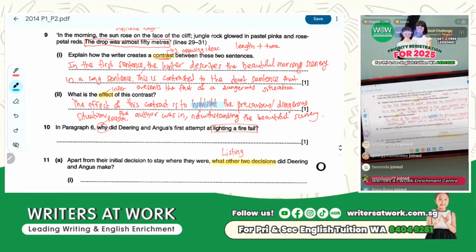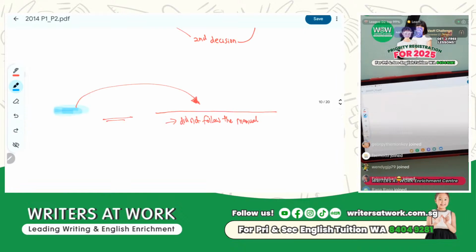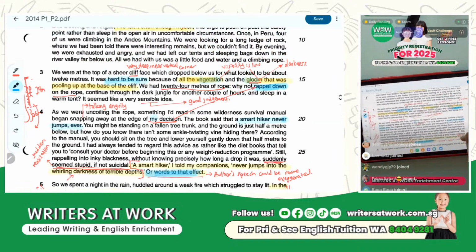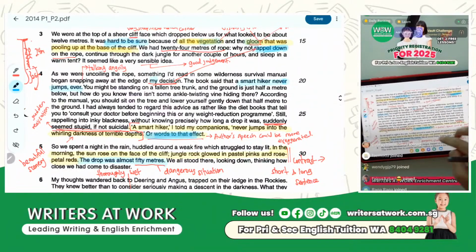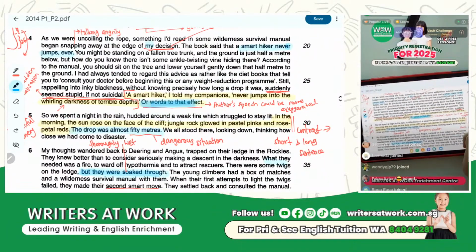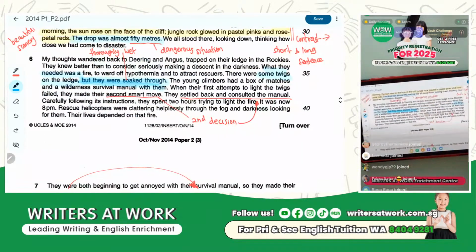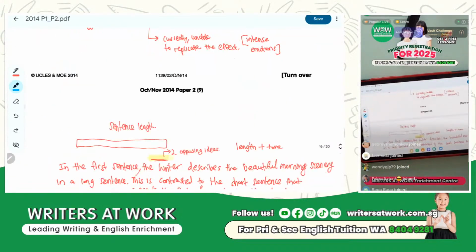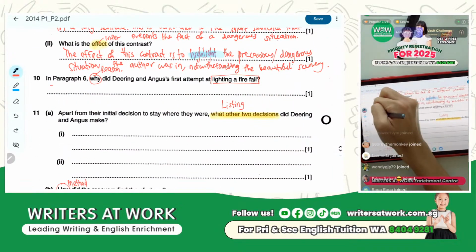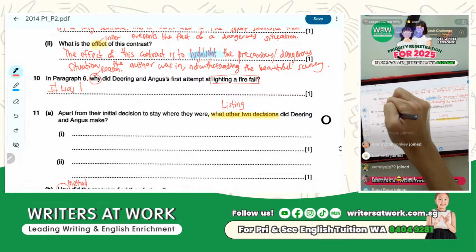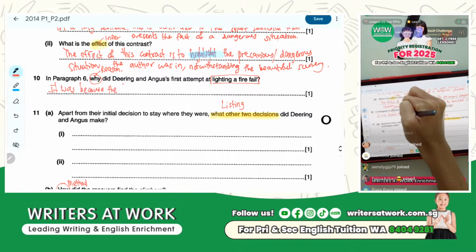Okay, let's take a look at the next question now. They ask you why the first attempt at lighting the fire failed. Looking back at our text, what they needed was a fire, and there were some twigs on the ledge, but they were soaked through. So we are looking at how the twigs were very wet. That will be our answer. Why? It was because the twigs were thoroughly wet.